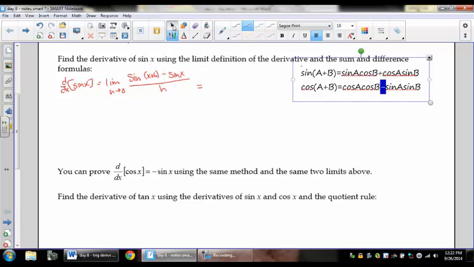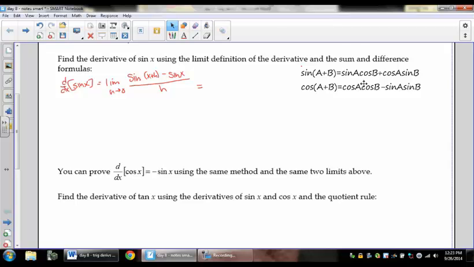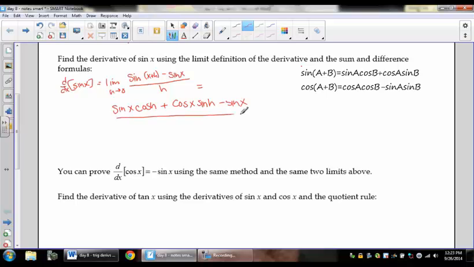So when we come down here, these sum and difference rules are going to make a difference right here. We need the sine of x plus h. So that is now going to turn into the sine of x, the cosine of h, sine, cosine, cosine, sine. And then I have minus sine x all over h, and I'm taking the limit as h approaches 0 here.